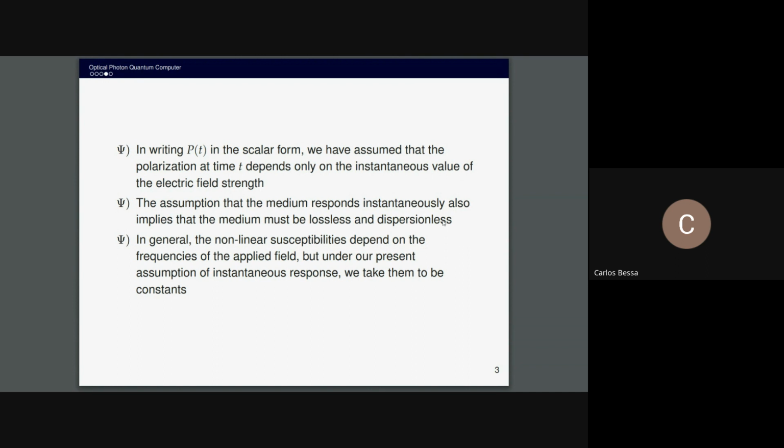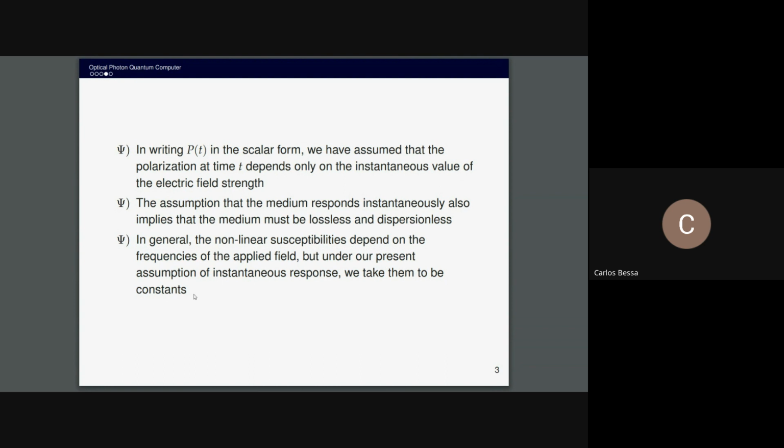So in general, the nonlinear susceptibilities depend on the frequencies of the applied field. But under our present assumption of instantaneous response, we take them to be constant. So the susceptibilities that we consider here are constant, and these are possible experimentally.